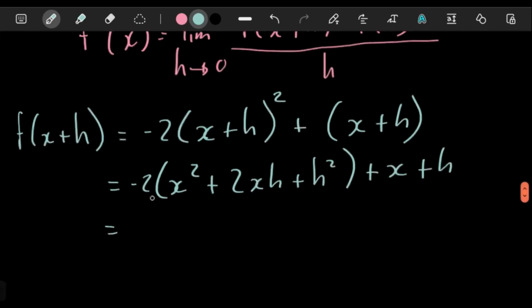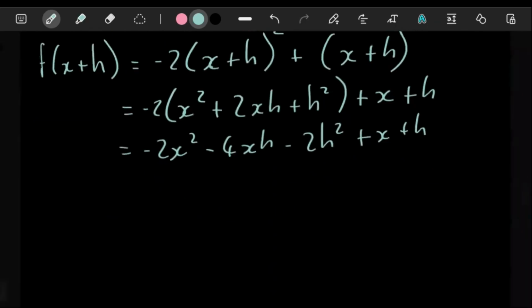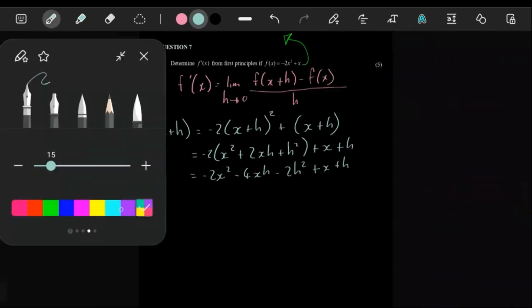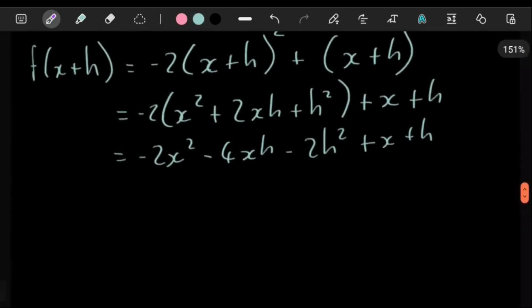Now, obviously, you're going to have to multiply the negative 2 inside. You can have negative 2x squared minus 4xh, then minus 2h squared plus x plus h. See here, I was about to make a grand mistake. Simplifying this, you cannot simplify any further. But at least you would have done all this separately from your big question, you see. So now you can just carry on in your equation of f of x.